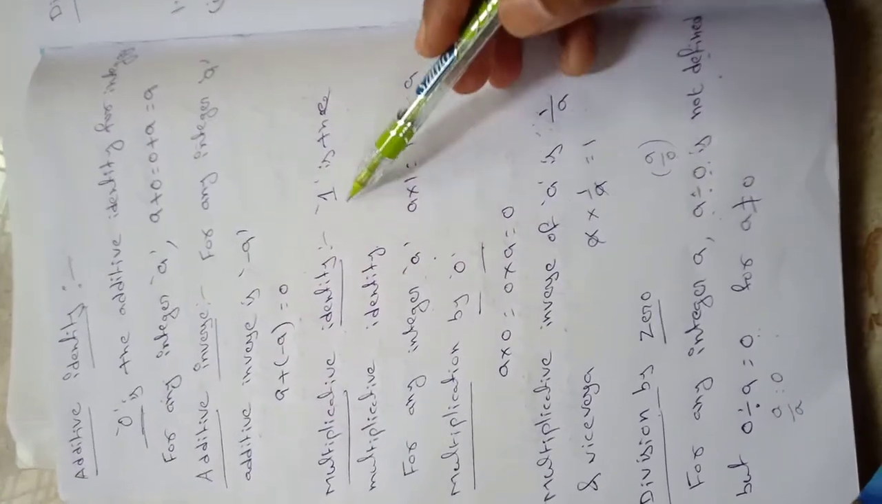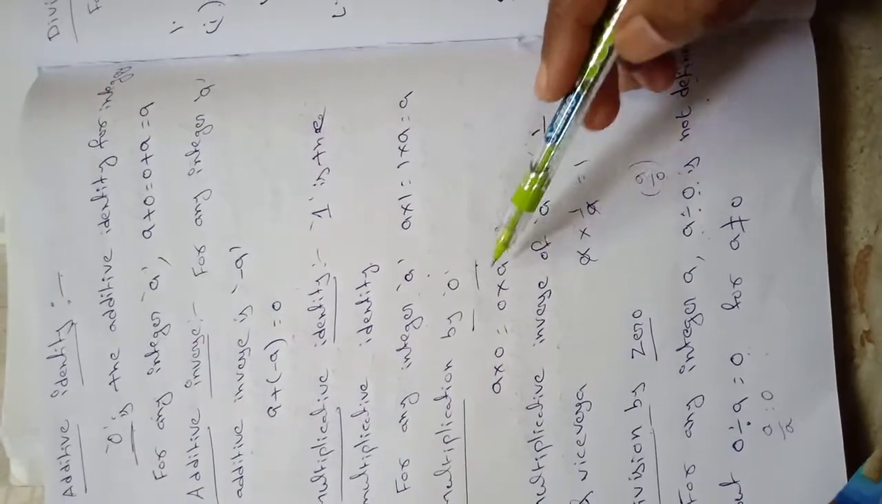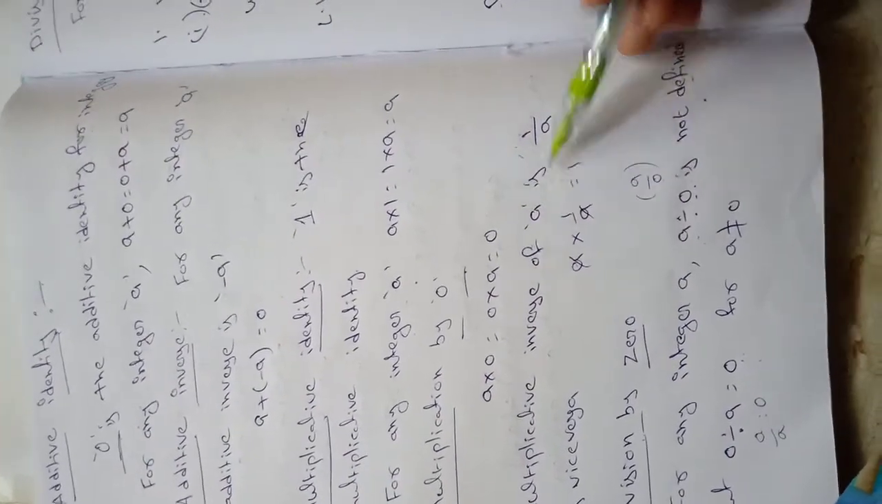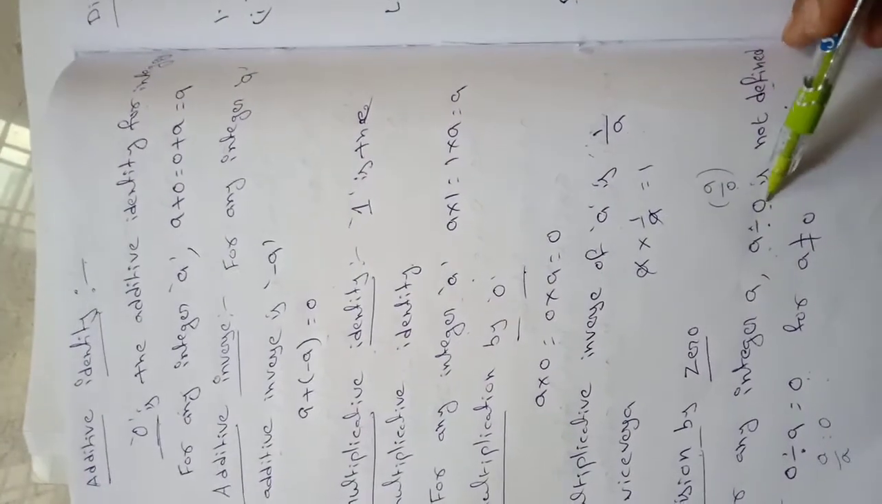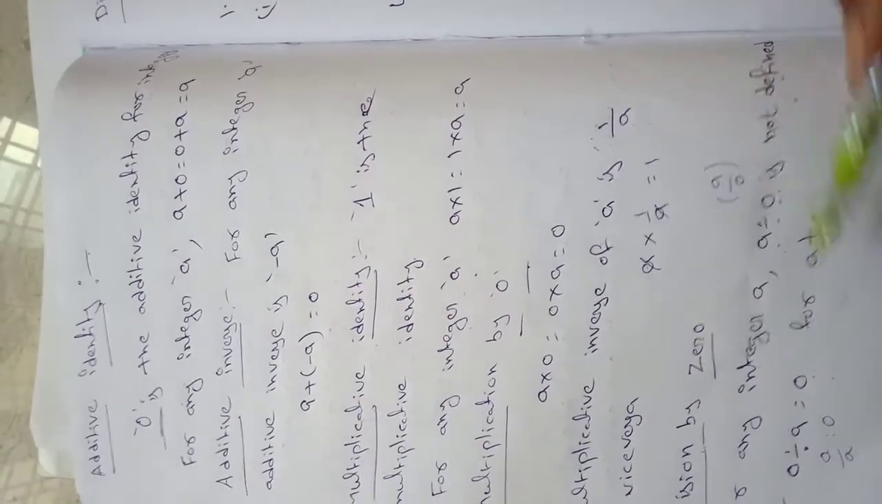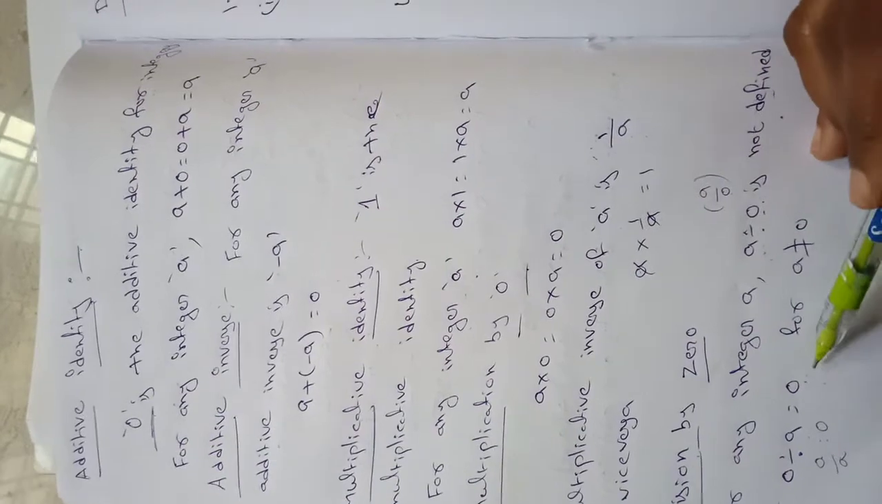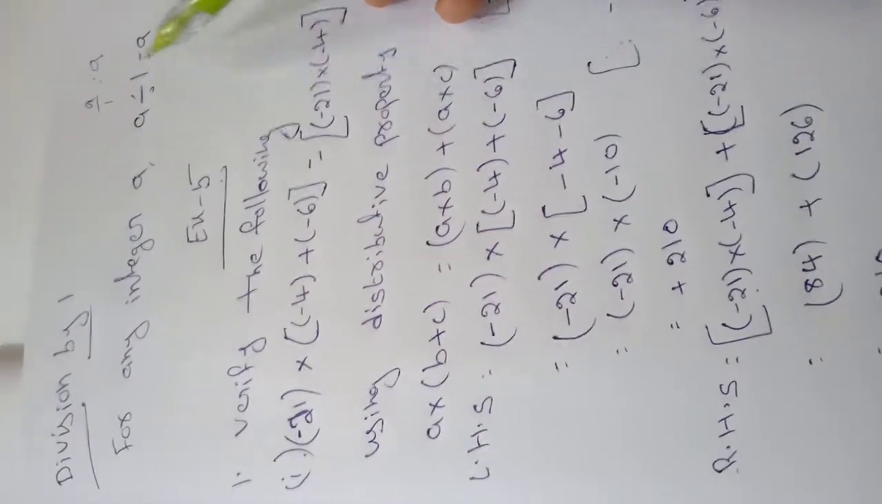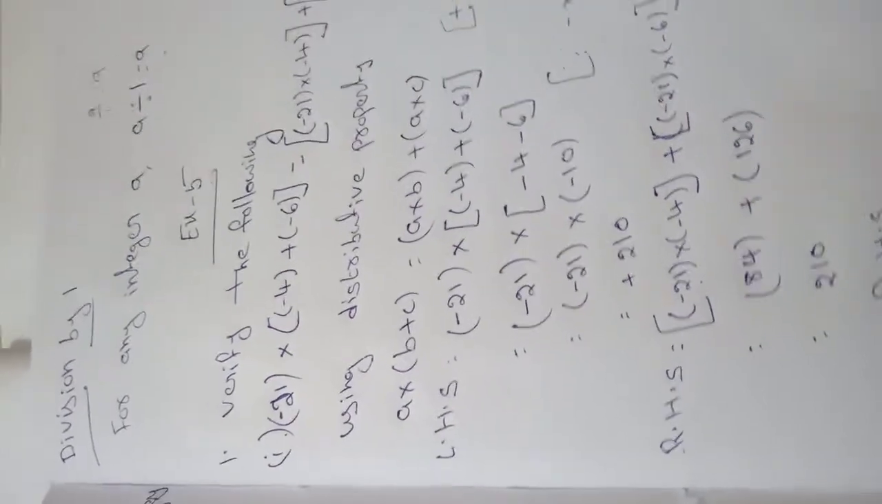The multiplicative identity is 1. Multiplication by 0 is 0. The multiplicative inverse of A is 1 by A. A divided by 0 is not defined. 0 by A equals 0, and A by 1 equals A. So these all are the rules, and you should learn them compulsorily.